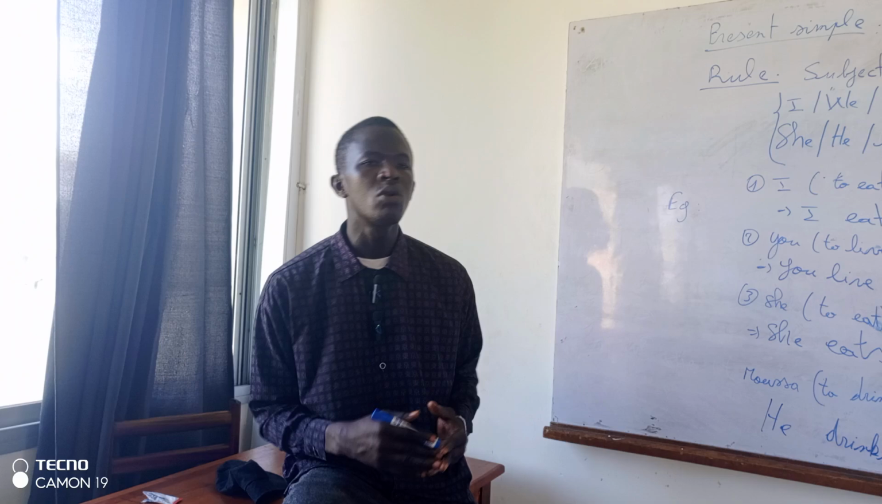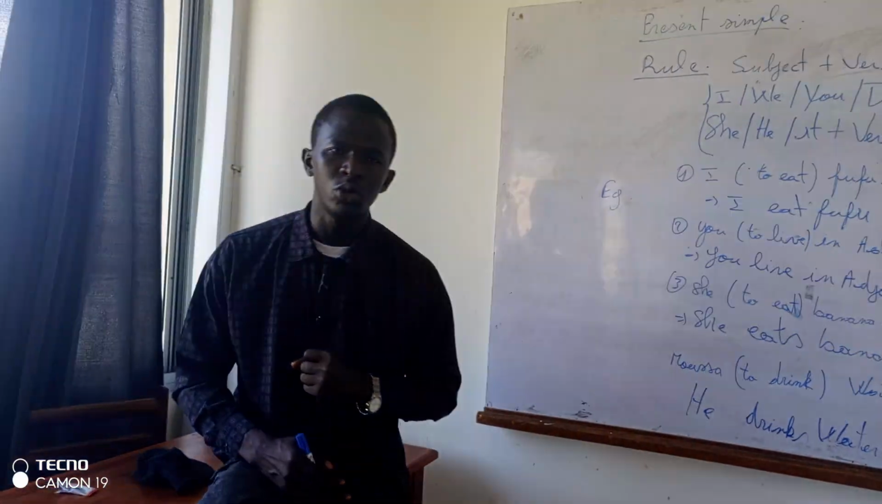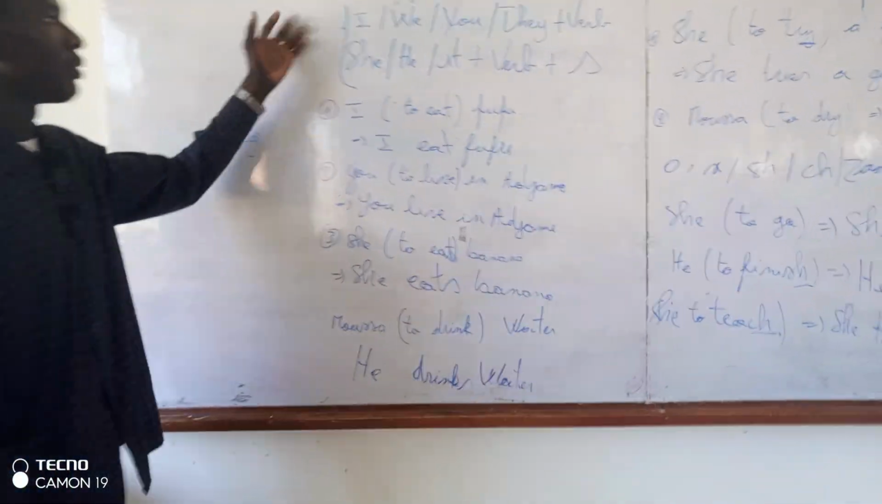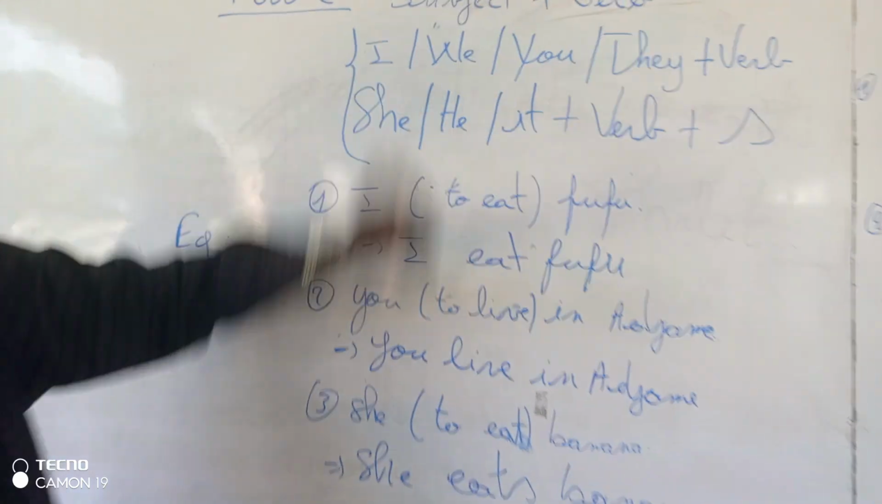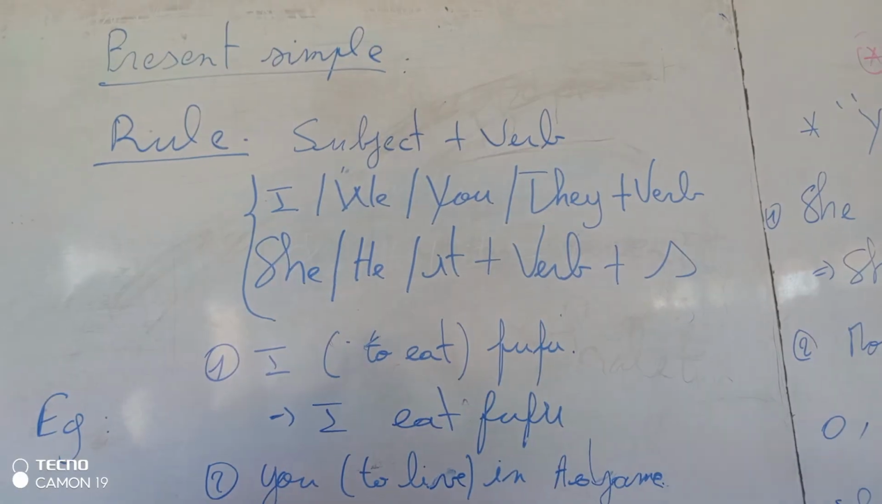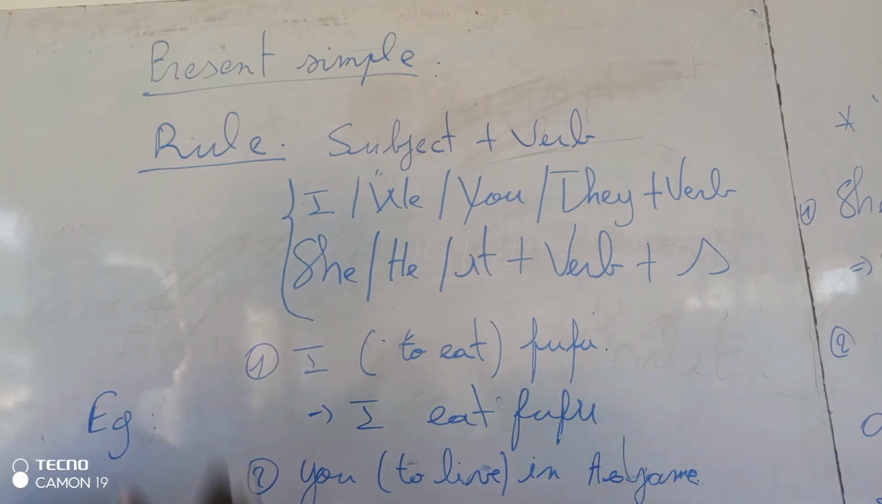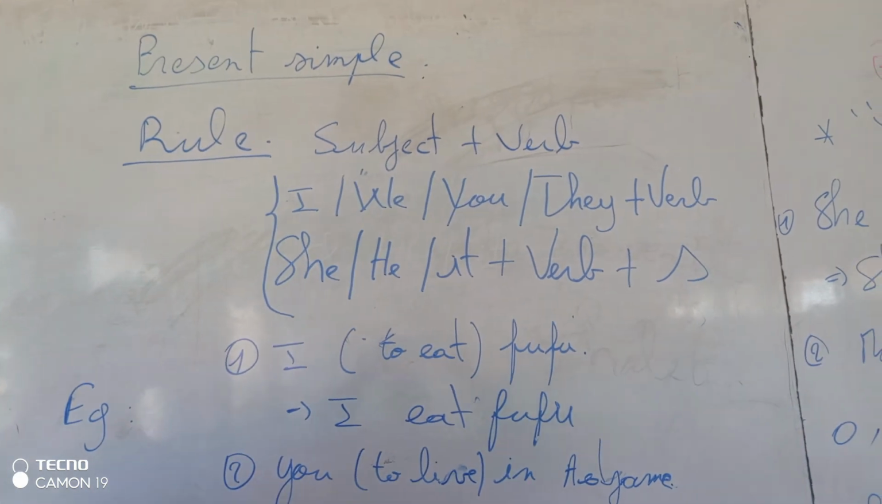Okay, so let's go now to conjugate it. How to conjugate the present simple. So focus here. We have here the present simple. As you know, the rule: subject plus verb without the to. Subject plus verb without the to. But now, let's put details on it.